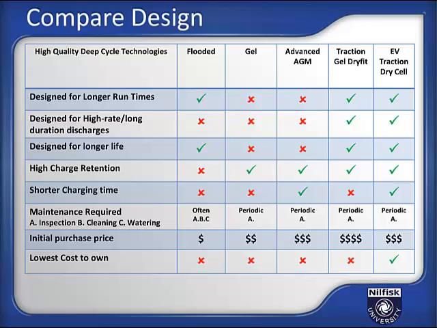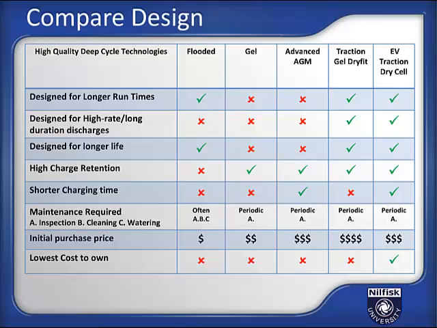I'm going to go through this fairly quickly, and in general, if the technology receives a green check mark, it is designed for that or has that feature, and if the product gets a red X, it's not designed for that and certainly doesn't adhere to that. So designed for longer run times and designed for high rate, long duration discharges only applies to the EV traction dry cell, the traction gel Dryfit, and longer run times applies to the flooded. If you recall, this is related to the thicker plate technology and electrolyte volumes and ratios.